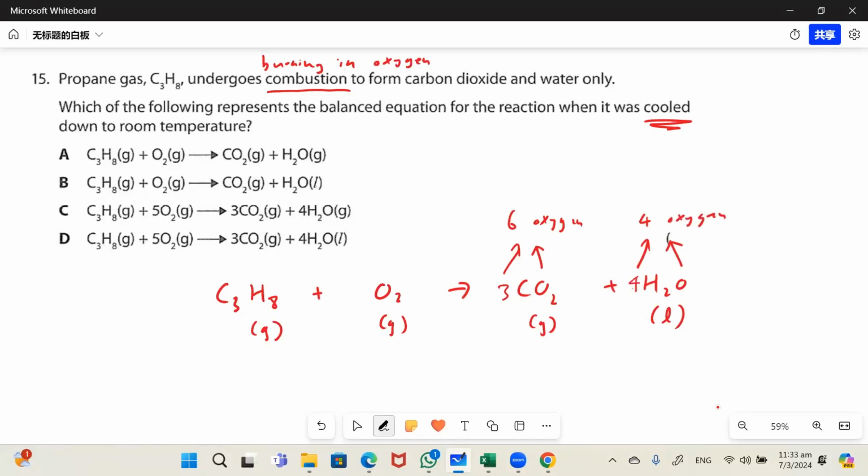Oxygen. So altogether, I've got 10 oxygen. So on the left-hand side, I need to put a 5. 5 times 2, 10 oxygen. That's why the answer is D.